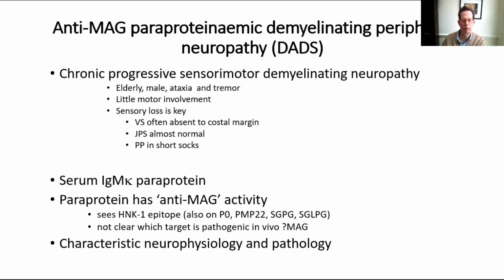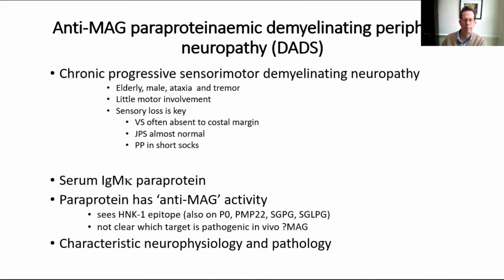This is a chronic progressive sensorimotor demyelinating neuropathy that occurs in older men. It has ataxia and tremor and very little motor involvement. And the sensory loss is the key here. When you examine this, you find vibration sensory loss out of proportion to the other sensory modalities, and usually vibratory sensory loss is up at the hips or even the costal margin with pinpricks stuck within the feet.